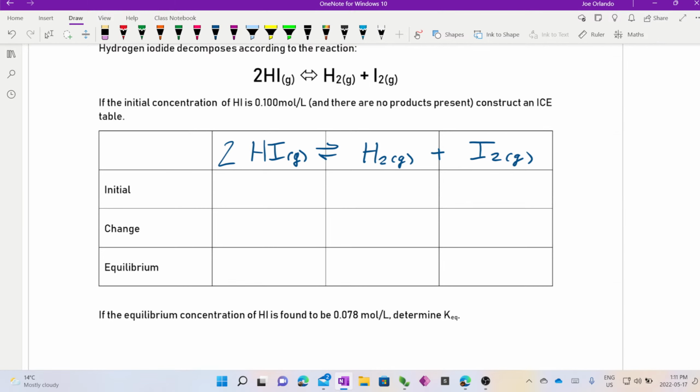Now, I want you to imagine that this reaction starts off with only the hydrogen iodide. Now, is it yet in its equilibrium state if when we start off all we have is hydrogen iodide? Yep. No.